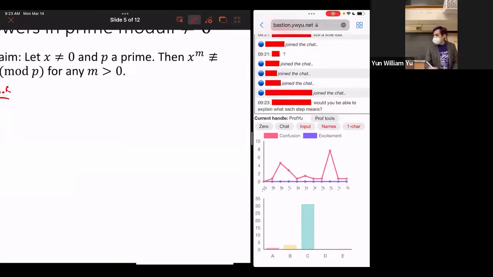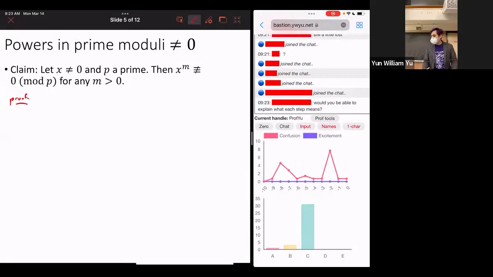So we're going to suppose, would you be able to explain what each step means? Yeah, do you want me to go back and explain what each step means in the previous slide, or do you want me to do it for this one? Or I can do it for both. Let me go through this proof first, and then I'll go back and go through each of these proofs carefully step by step again.